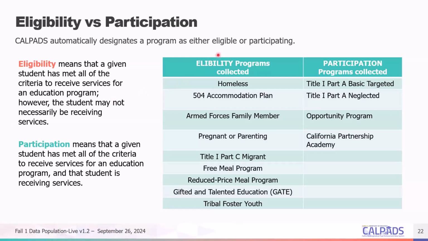The eligibility programs listed on the left-hand column of the table on the slide here include homeless, 504, armed forces, pregnant or parenting, Title I Part C, GATE, and tribal foster youth programs. The participation programs on the right-hand side of the table here include Title I Part A, the Opportunity Program, and the California Partnership Academy. In general, participation program data will show up on your end-of-year reports, but some of that data does make its way into Fall 1 reports, and that includes the Title I Part C program data.